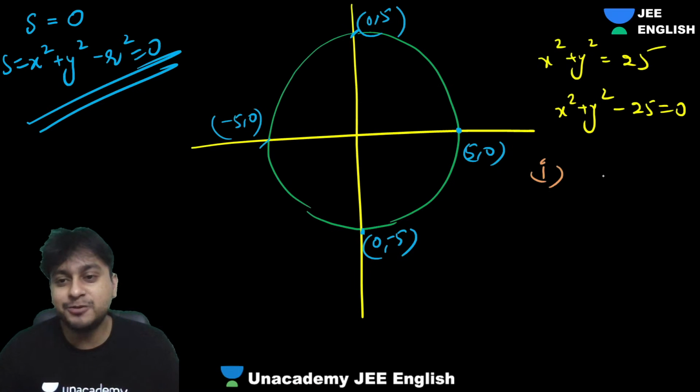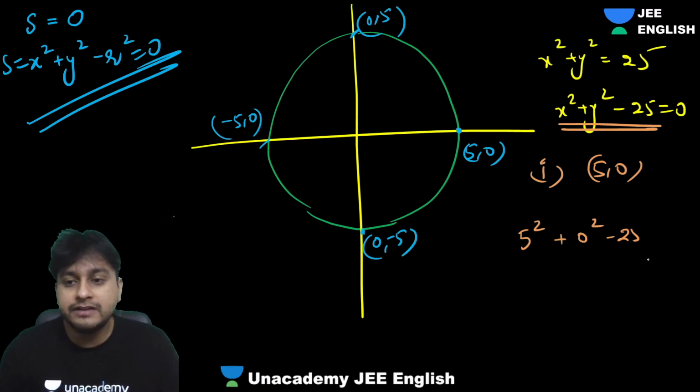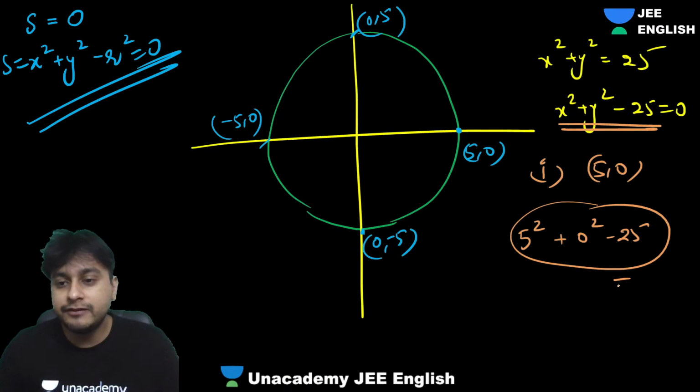The first point, let's put a point called 5 comma 0 in this S. What will you get? Just put in the LHS. What will you get, guys? Can I say 5 square plus 0 square minus 25? Aren't we getting 0? We will get 0 only.